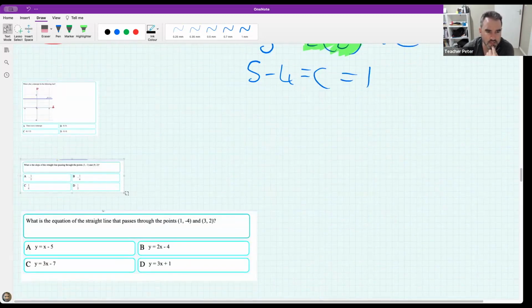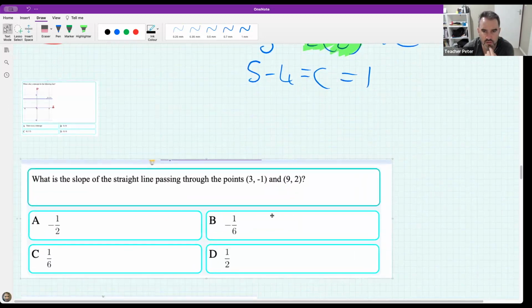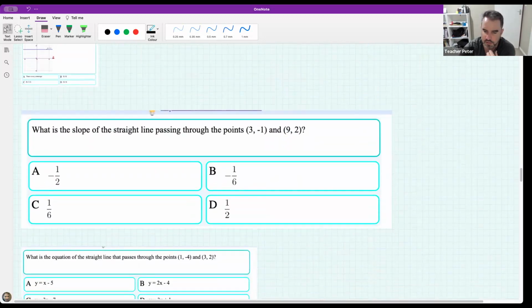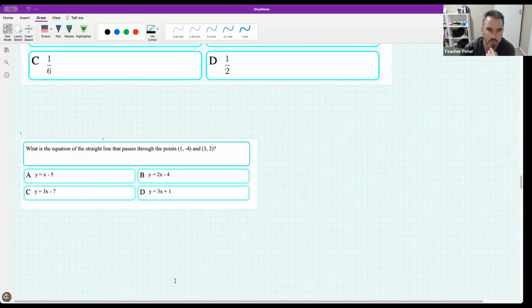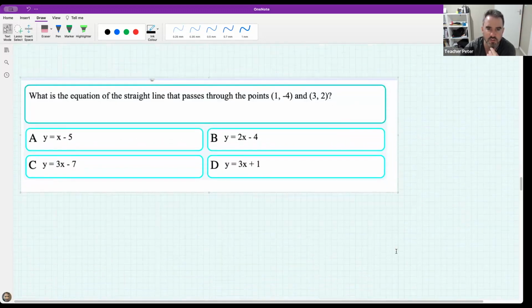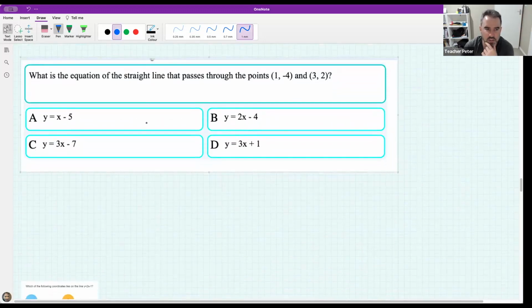What is the equation of the straight line passing through these two? Oh, that's the slope. I want the equation. What is the equation of the straight line passing through the point 1, minus 4, and 3, 2? Off you go. Go do that. What is the equation of the line passing through those 2 points?